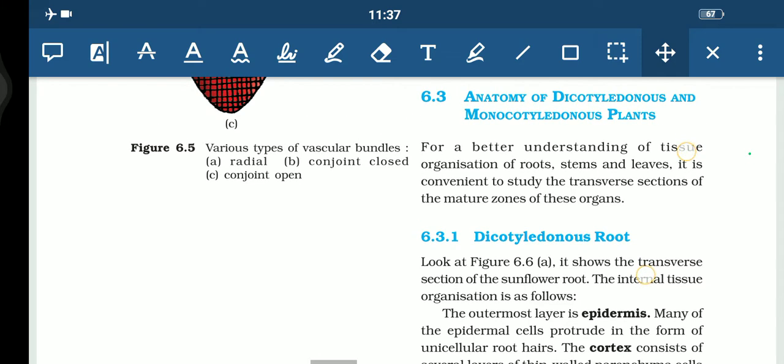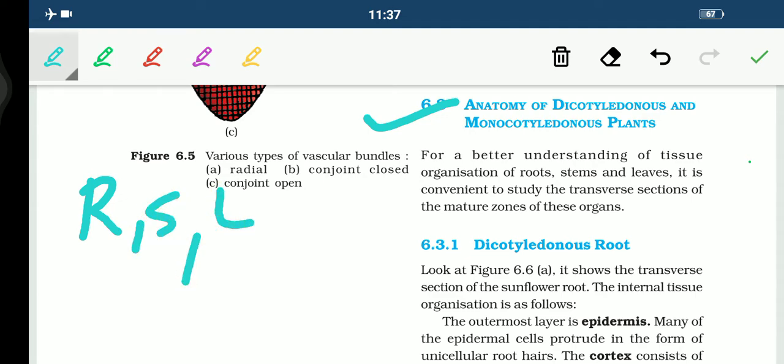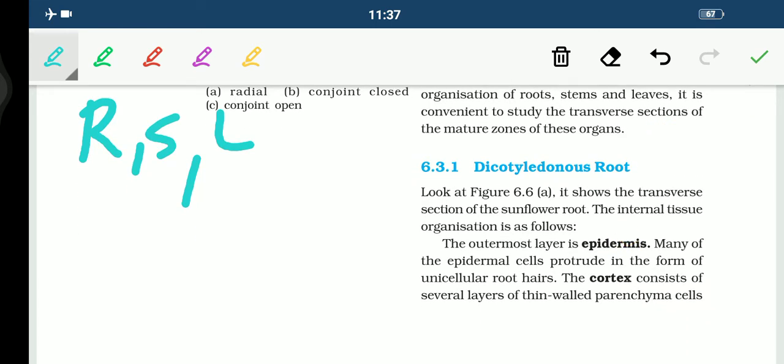So in our today's module, we'll be dealing with the anatomy of dicotyledonous and monocotyledonous plants. For better understanding of the tissue organization of a root, stem and leaves, it is convenient to study the TS of the mature zones of these organs. The one we are going to study is the sunflower root.